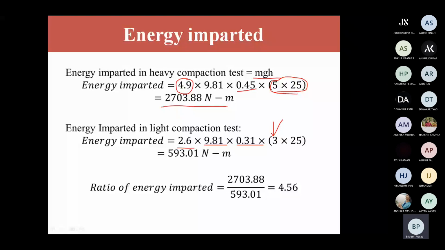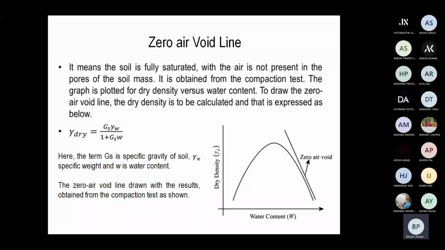This is the zero air void line. It means the soil is fully saturated, with air not present in the pores of the soil mass. It is obtained from the compaction test. The graph is plotted for dry density versus water content. To draw the zero air void line, the dry density is to be calculated, and that is expressed.